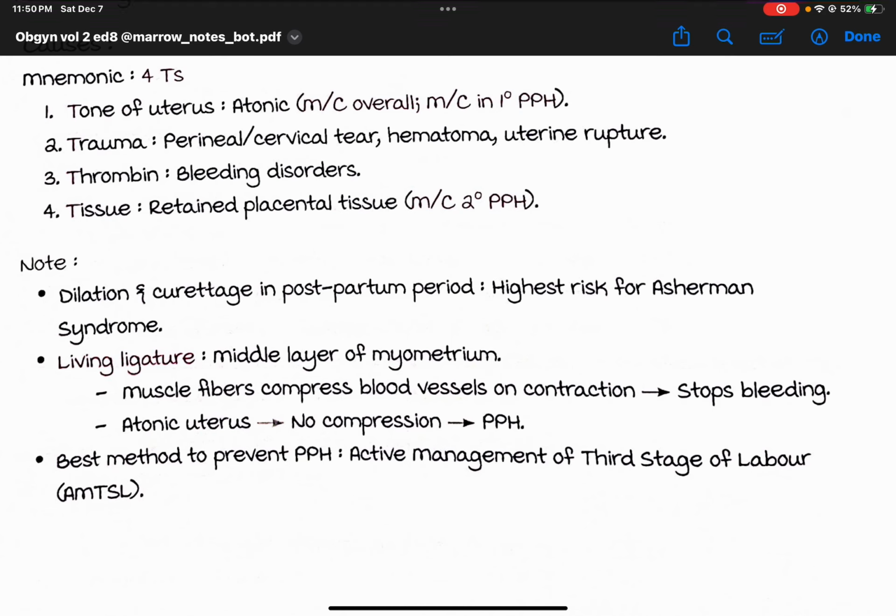Note, dilatation and curettage in the postpartum period has the highest risk of Asherman syndrome.